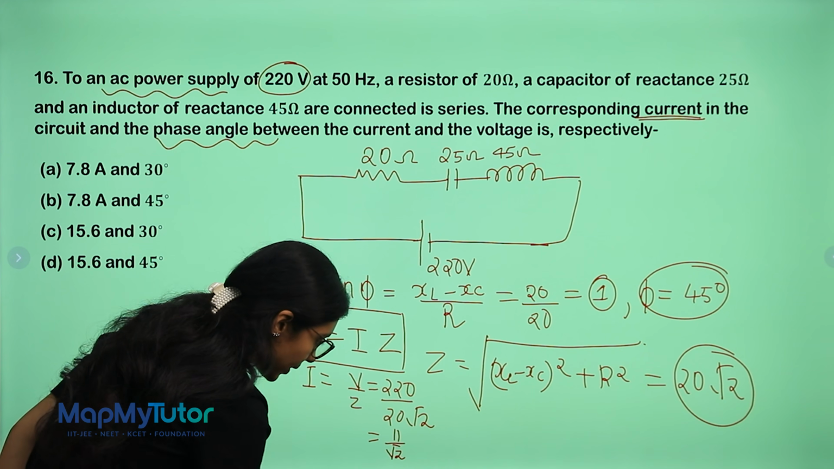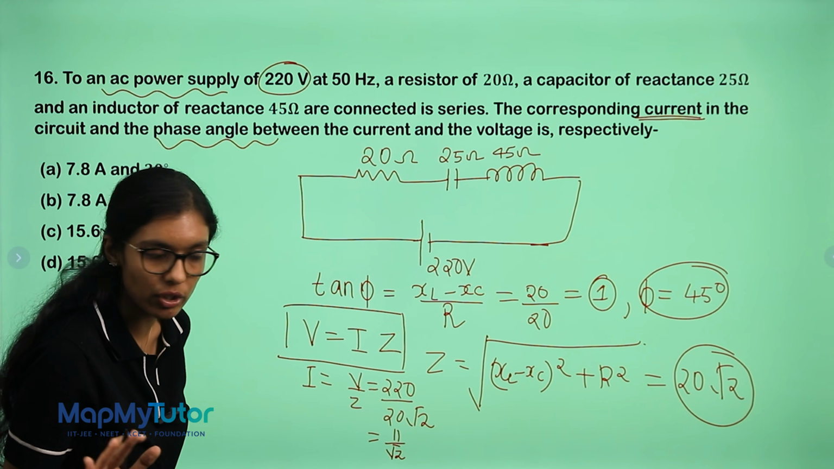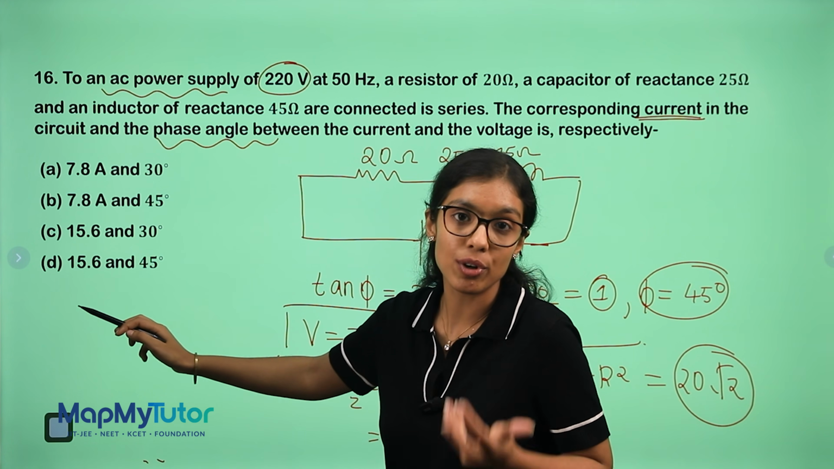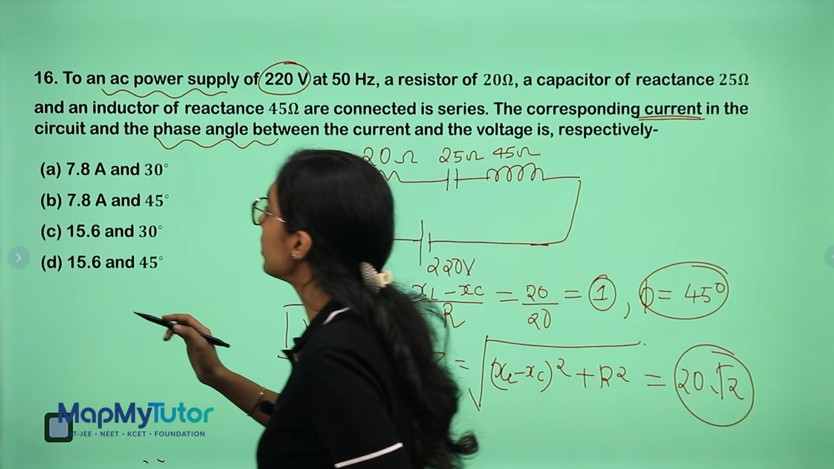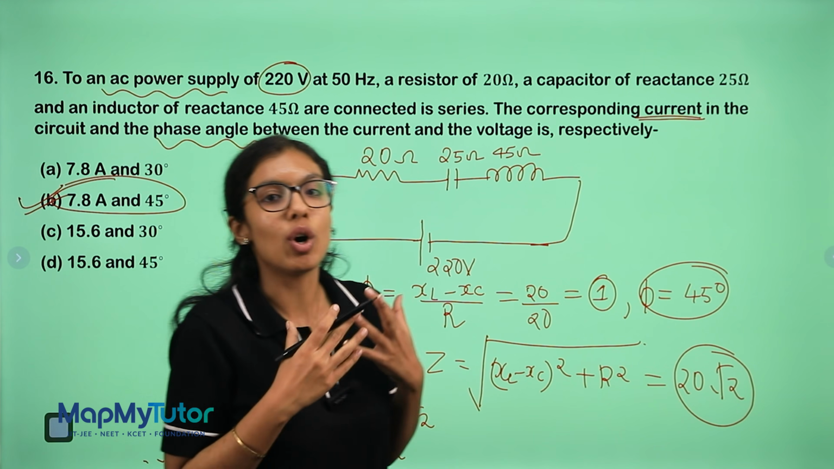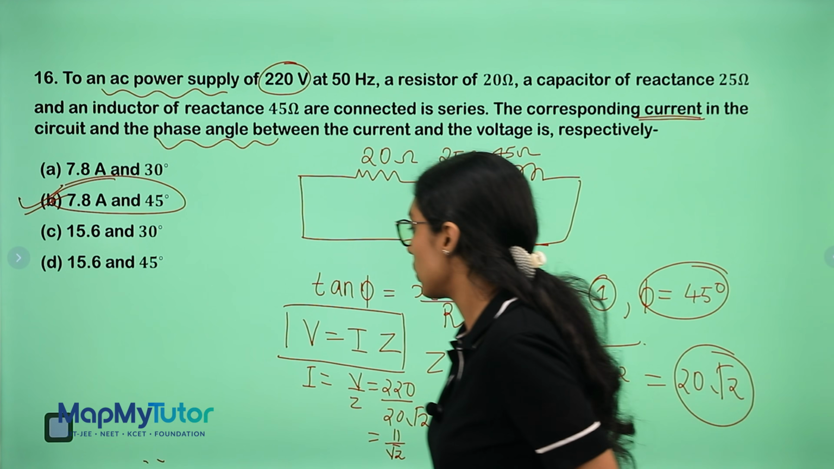Now children, a trick to remember: you don't have to calculate small details here. Think about it. 11 by root 2 cannot be 15.6, because we are dividing 11. So the correct answer is option B. That's how you save your time while solving for correct answers. I hope it's clear. If you have doubts, do let me know in the comment section.